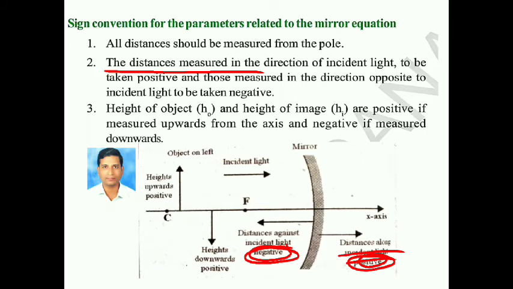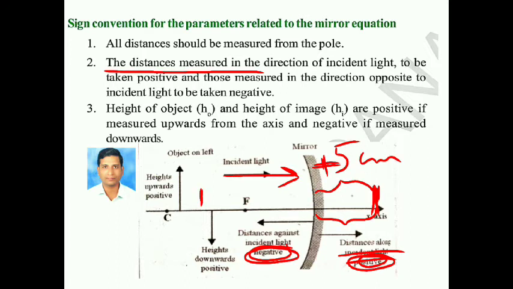For example, here we have an object. It is at 5 centimeters. It should be taken as positive. Why? Because we measure the distance along the incident light, so it should be taken as positive.